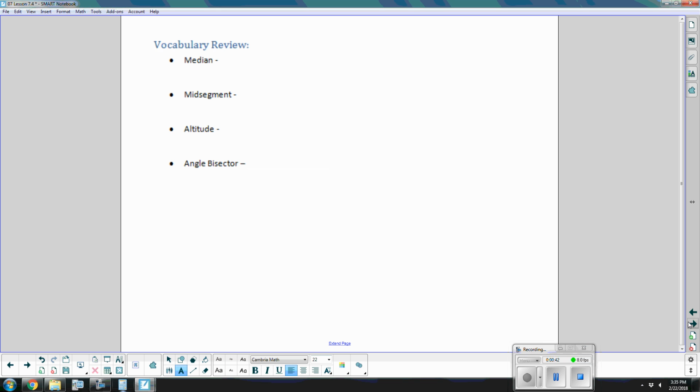To start off, we have a few key vocabulary terms, and these are not new terms, these are terms that you've used before. The first one is the median. If you remember back to, I think it was about chapter 4, the median connects the vertex to the midpoint of the opposite side.